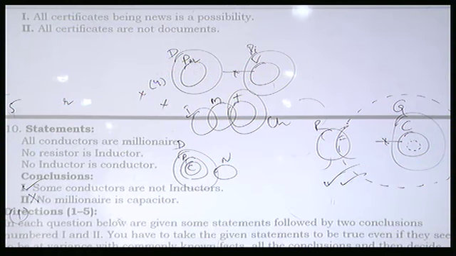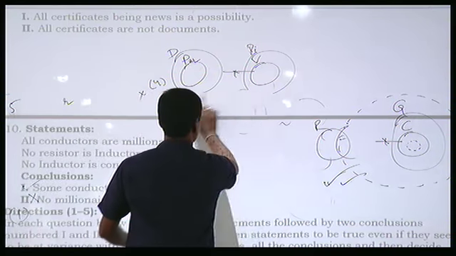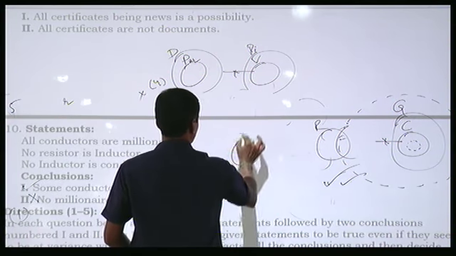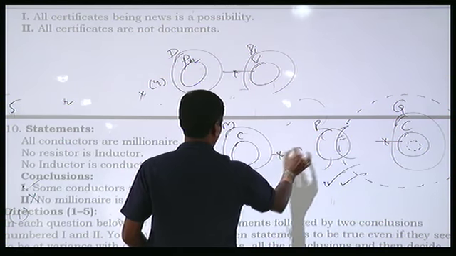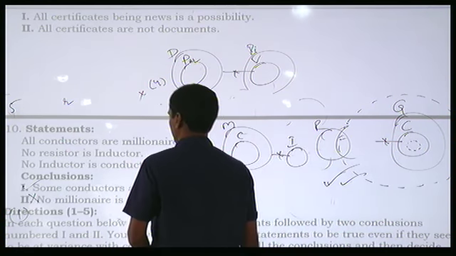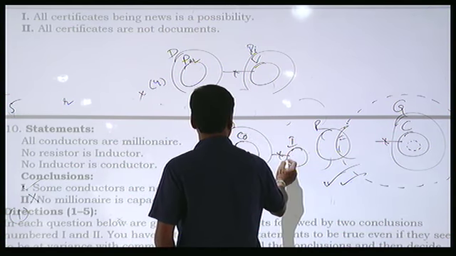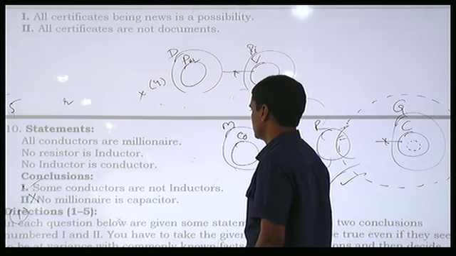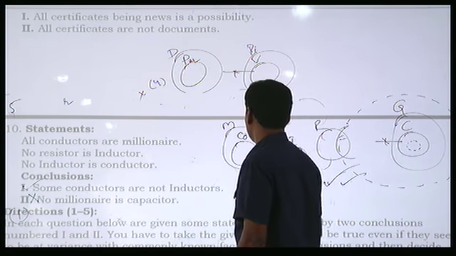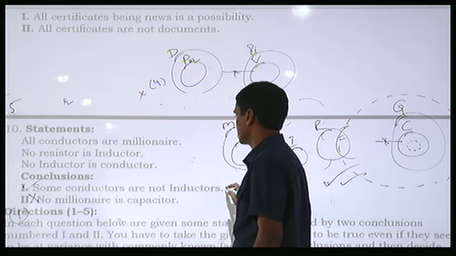Then question number 10. All conductors are millionaires. No resistor is inductor. And no inductor is conductor. Isn't it? Then what happened to this one? Some conductors are not inductors. Definitely true forever, because these two should not be intersected at all.